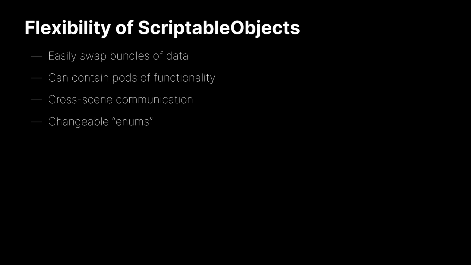Lastly, you have this concept of changeable enums. So in many circumstances, you'll want to have a set of types. So for example, damage types, and you may want different behavior depending on which damage type is applied. Now, normally you would write an enum in the code, and anytime someone wants to add another member to that enum, you would have to edit the code, rebuild, and then that would become available to them.